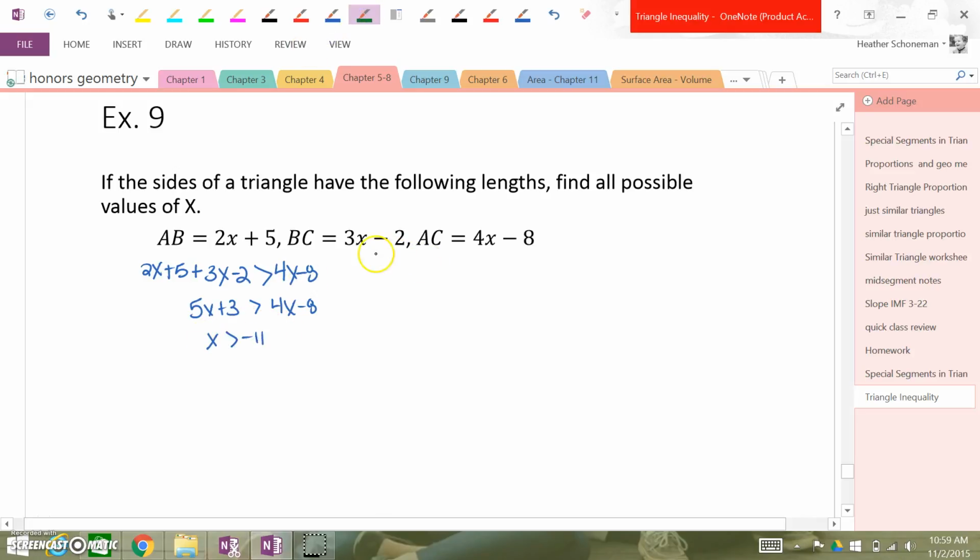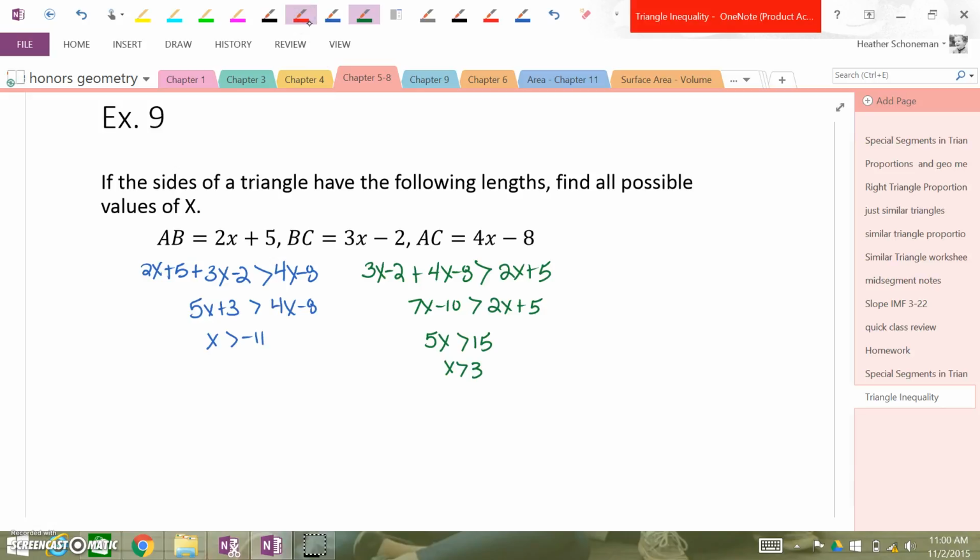That's the first option. Now I'm going to add the last 2, because they're greater than the third. So 3x minus 2 plus 4x minus 8 has to be greater than 2x plus 5. So it gives me 7x minus 10 greater than 2x plus 5. Subtract 2x and get 5x. Add 10 and get 15, so x is greater than 3.